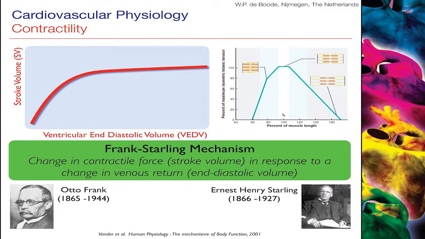And instead of sarcomere length, you can put in here the ventricular end-diastolic volume, also known as preload, and for contractile force, stroke volume. And this curve is known as the Frank-Starling curve. And the Frank-Starling mechanism is the change in contractile force and stroke volume in response to a change in venous return and diastolic volume.